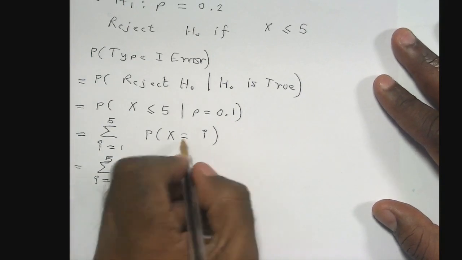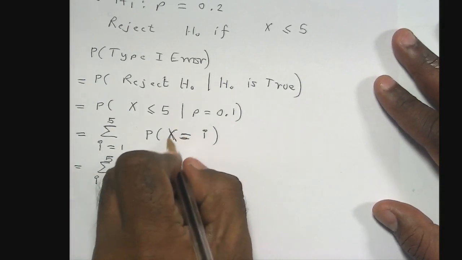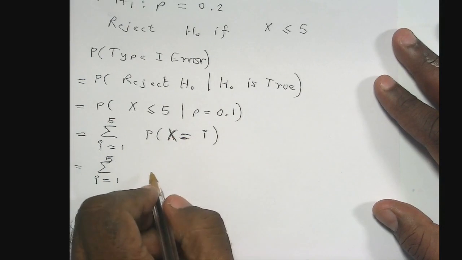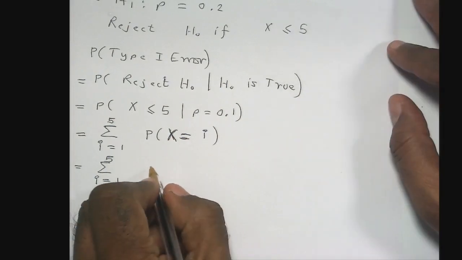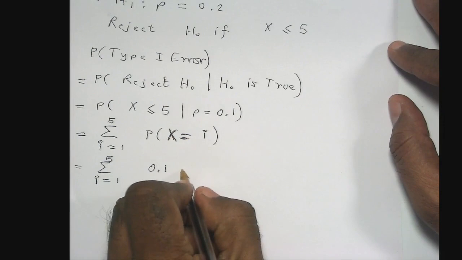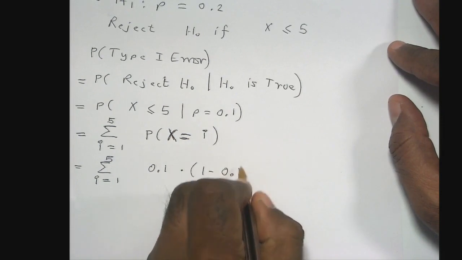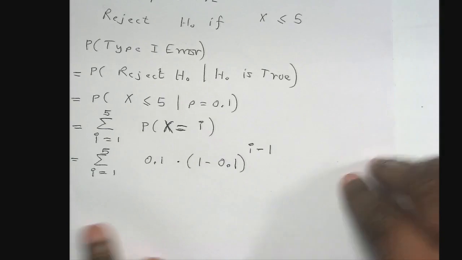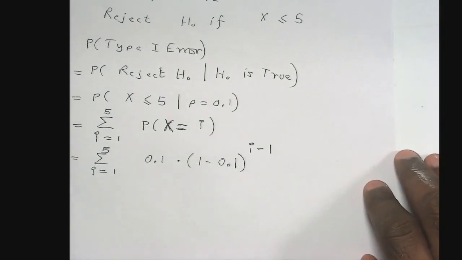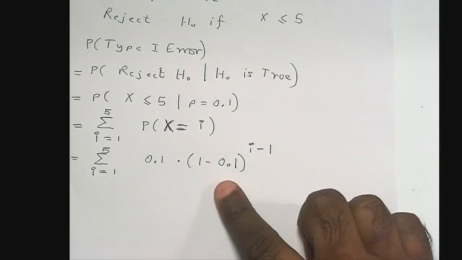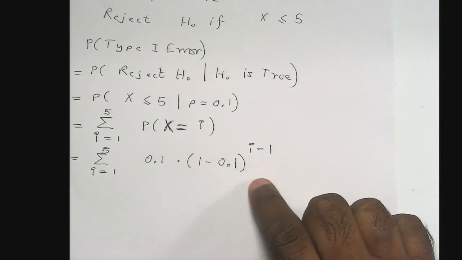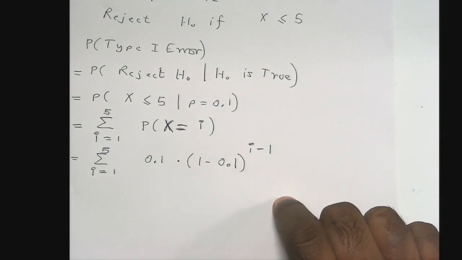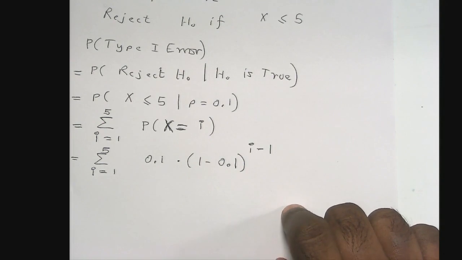If you look at the lecture notes, you will know what this formula is: p, which is 0.1, times 1 minus 0.1 to the power i minus 1. So this is the answer for the probability of type 1 error. You know where this formula comes from. It's from the lecture notes. If you don't have a copy, I have a spare one if you want to borrow it.